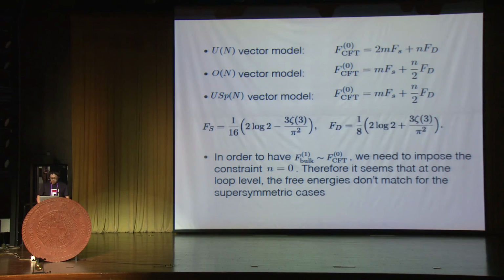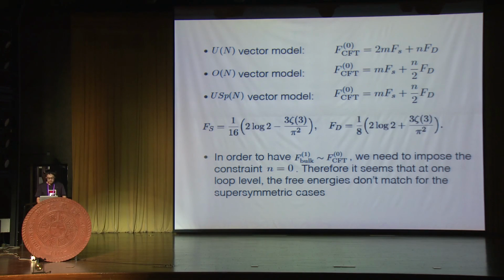So in order to arrive at this match, namely F1 proportional to F0, we need to impose a really strong constraint: n should be equal to 0. And this is very strange because when n equals 0, supersymmetric cases are ruled out. I should remind you that this result is for a boundary CFT living on an S3 boundary.